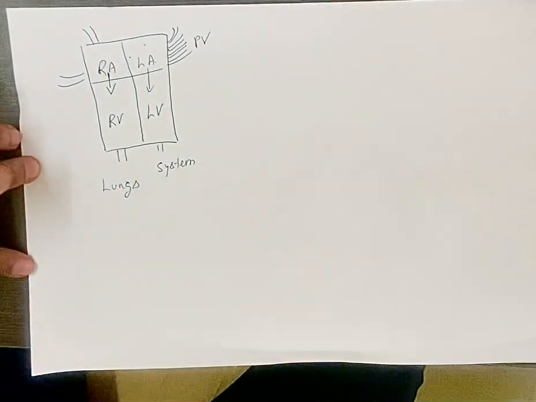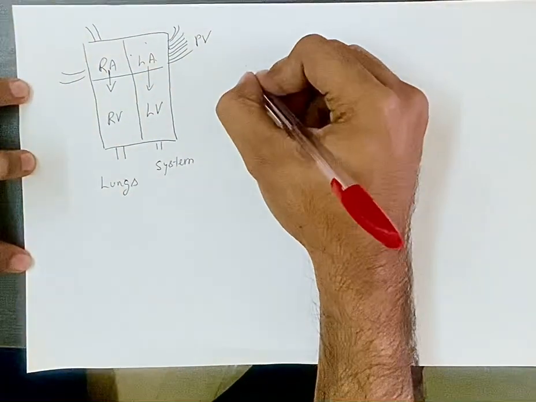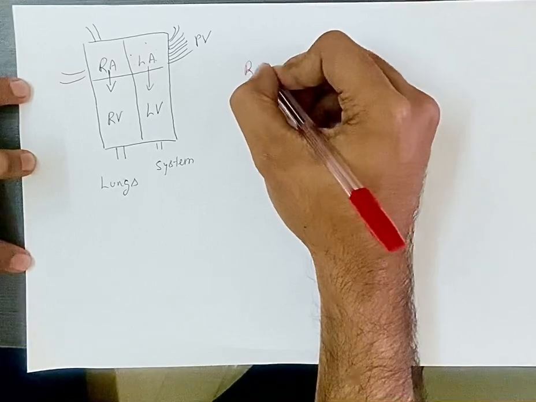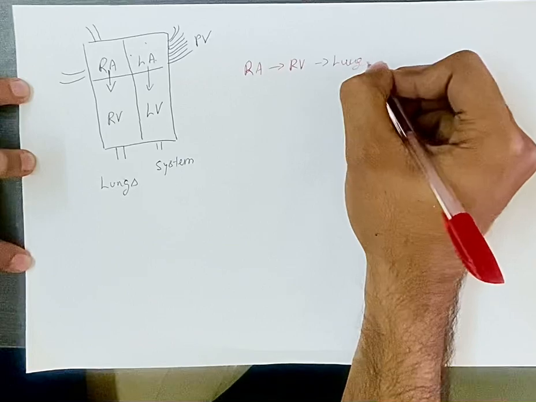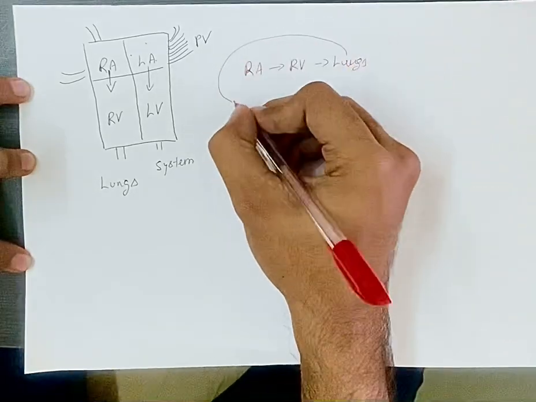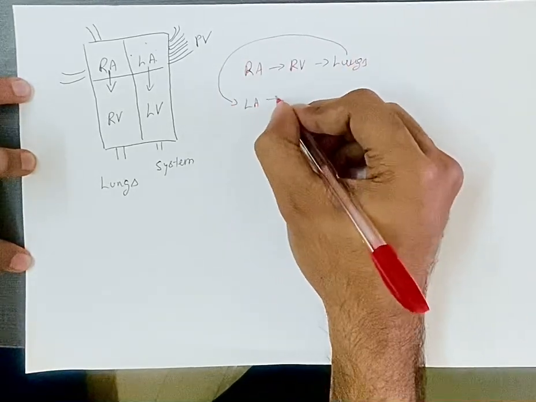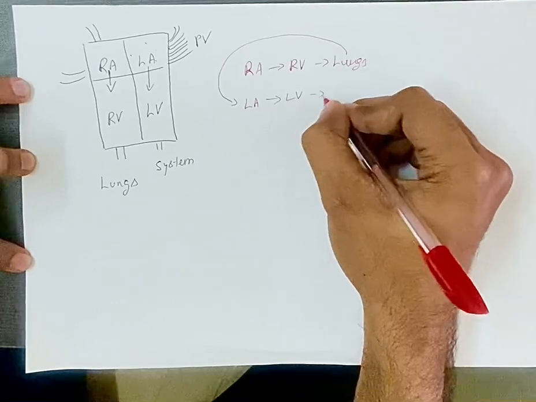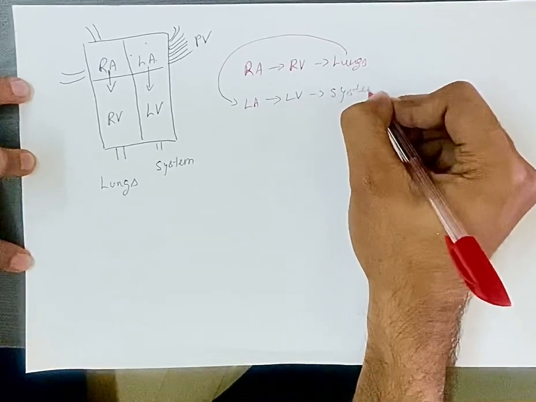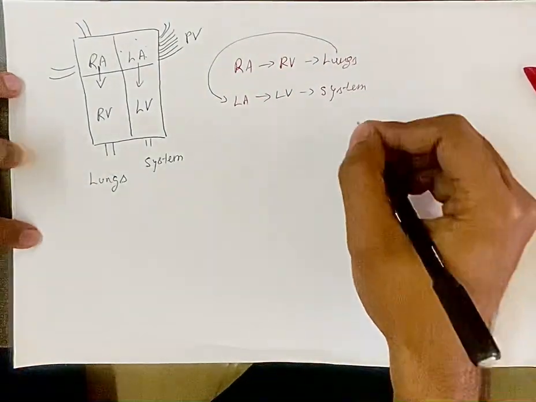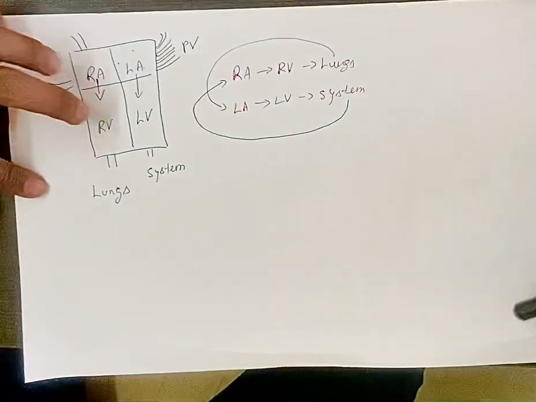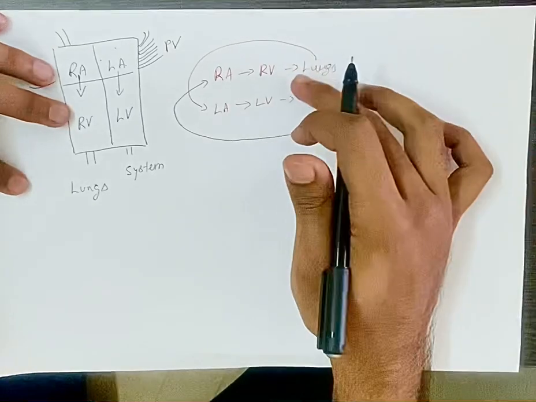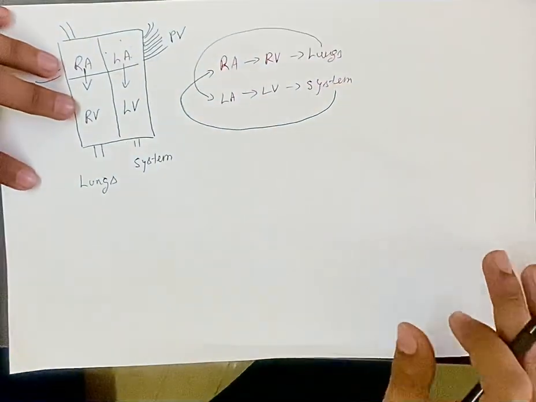So we can make a flow chart, right? The blood comes into the right atrium, then to the right ventricle, then lungs, and from the lungs the blood goes into the left atrium, left ventricle and to the system, okay? And then from the system the blood goes back into the right atrium. Now this cycle is continuous, okay?